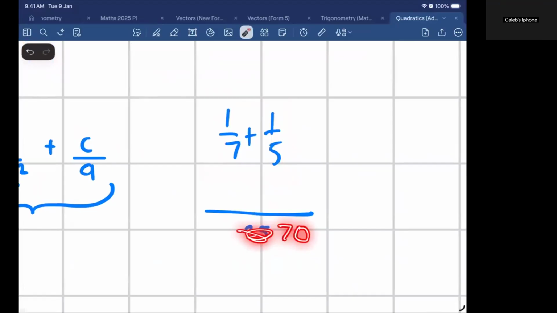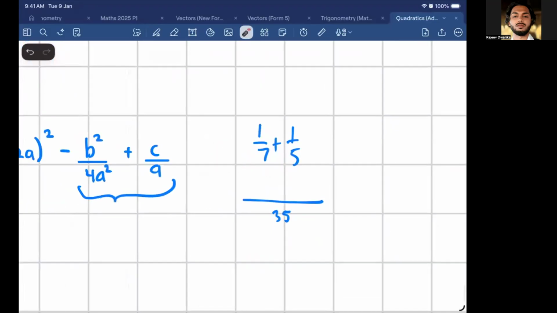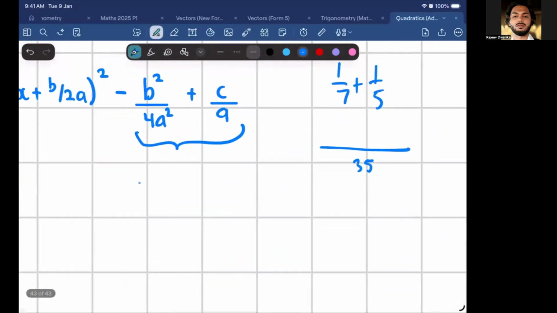Okay. Caleb, would 70 also work as a common denominator? I would say yes. I would say yes as well, right? But is it the lowest common multiple? No, sir. It's not the smallest number 7 and 5 will go into. The smallest number will be 35. So you're always trying to find the lowest common multiple. And again, guys, the lowest common multiple is the smallest term in which both of your denominators could go into without leaving a remainder.